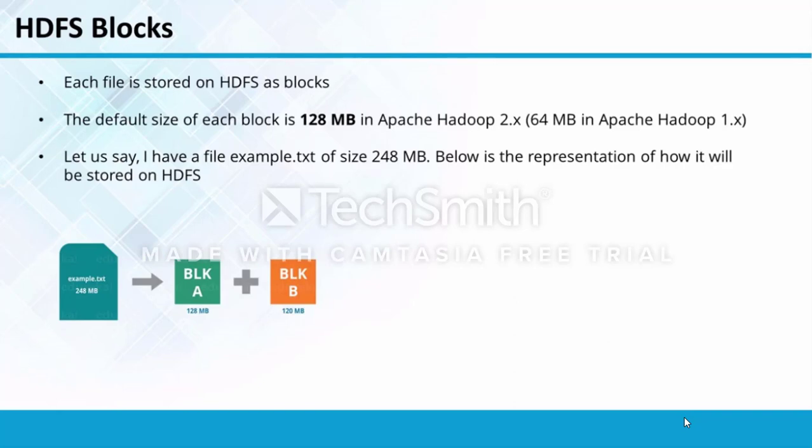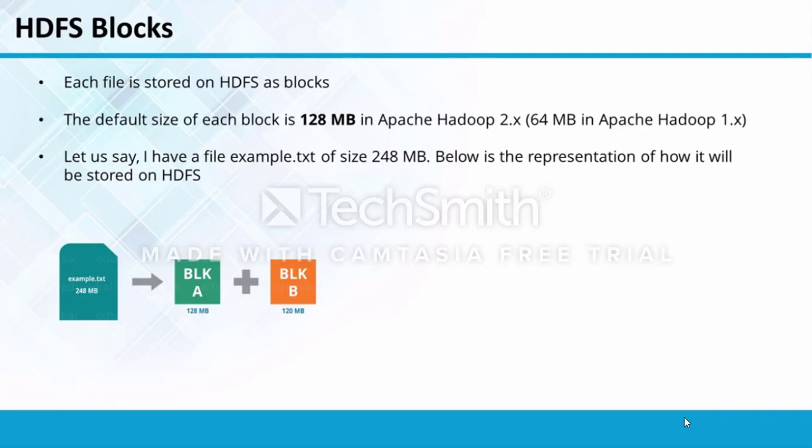So the data that gets stored in the Hadoop cluster is broken down into smaller blocks. Now these blocks are 128 MB in an Apache 2 cluster. It's the default size of one block. However, in Apache 1 it used to be 64 MB. Later on they upgraded the size. To understand this mechanism, let's take an example of how blocks get created.